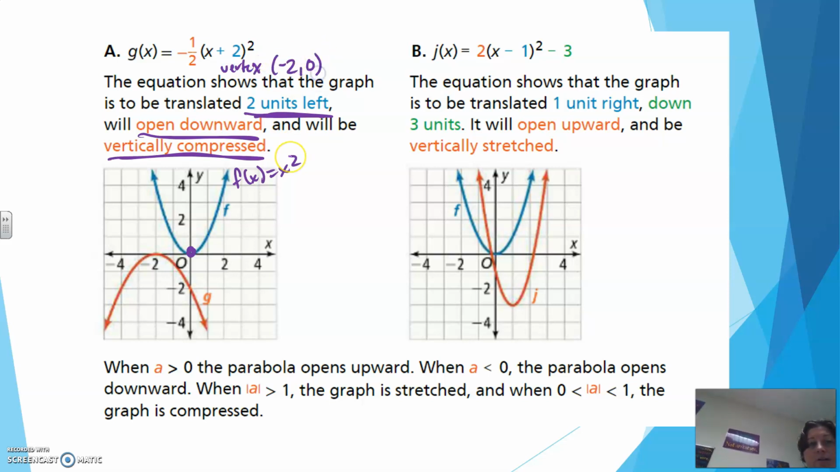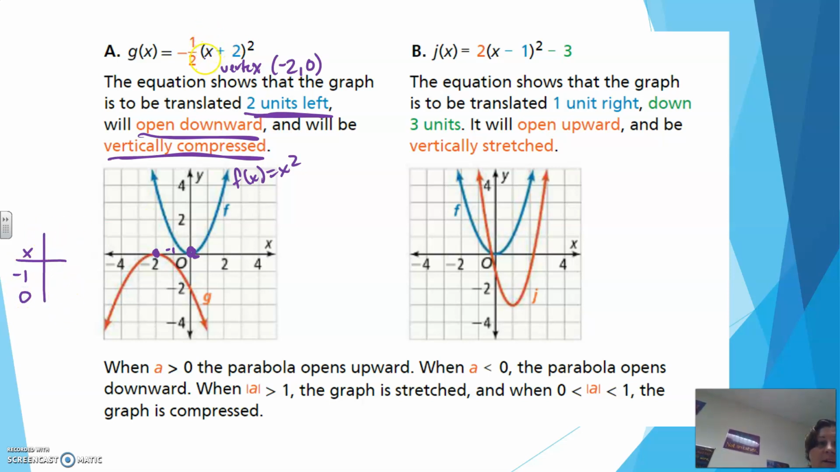It didn't shift up and down at all, so the vertex is at negative 2, 0. So we plot the vertex first. And then, to be honest, the easiest way to probably graph the rest of the parabola is just to make a table. You could plug in like negative 1 and 0. So if I have x is negative 1 and 0, I find the y values.